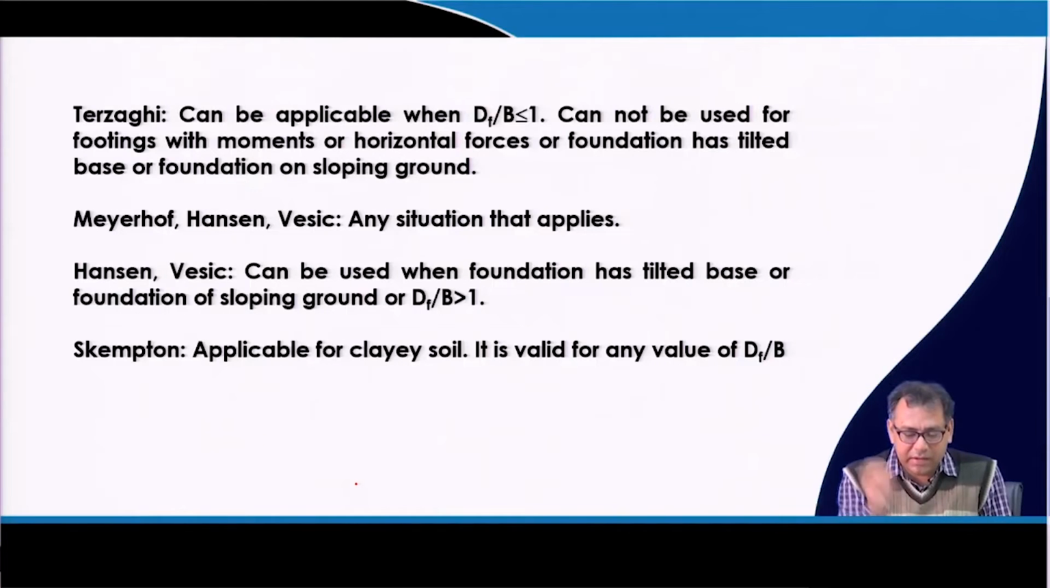That means the Terzaghi can be applicable when Df by B is less than or equal to 1, and it can be used for footing with no moment, no horizontal force, the foundation is not tilted, and the foundation is not on sloping ground. So that means for the simple case you can use the Terzaghi bearing capacity equation. You cannot use it for these conditions.